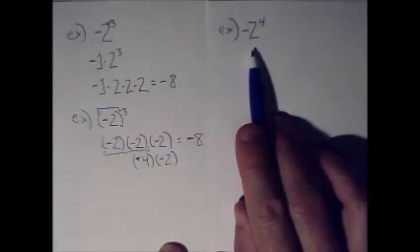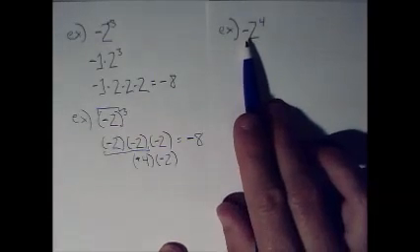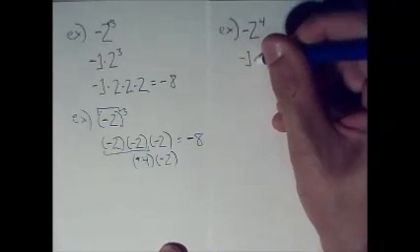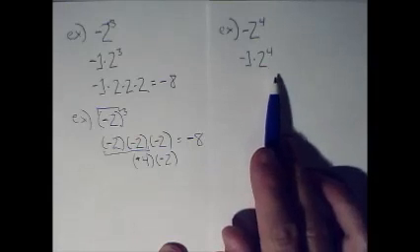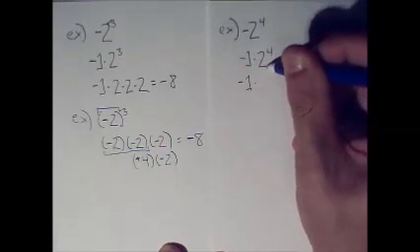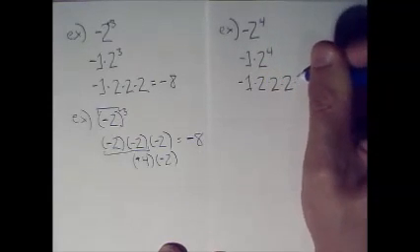As we discussed last time, if I have a negative without those parentheses, that negative is a coefficient. That negative is, in fact, a negative 1 times 2 to the 4th power. So if we fully expand this out, what I would have is negative 1 times 2 to the 4th power, my base of 2, times itself 4 times.